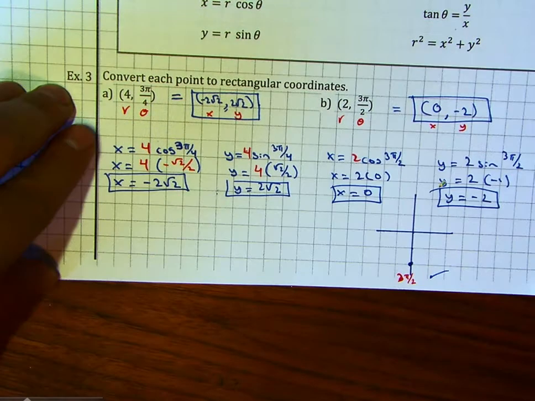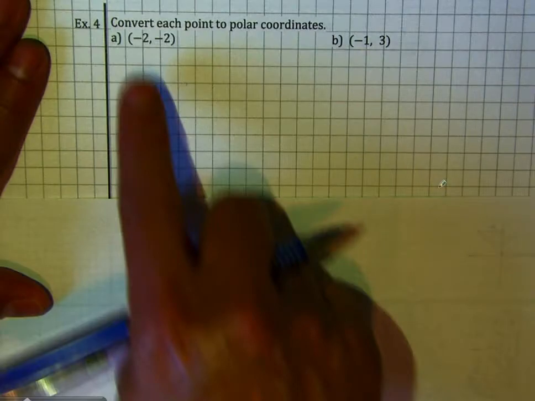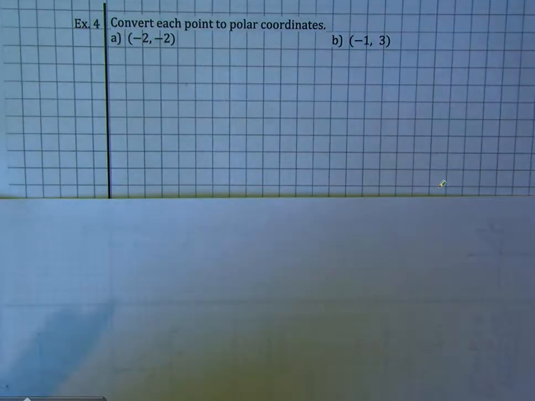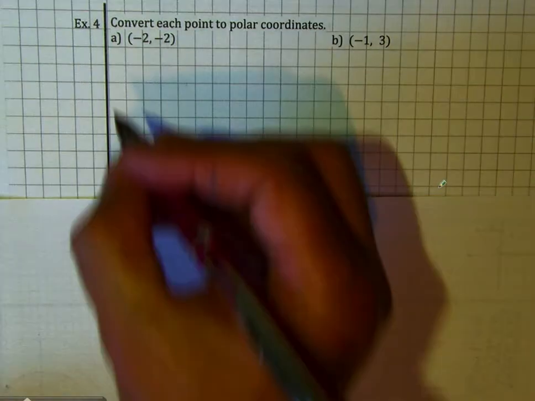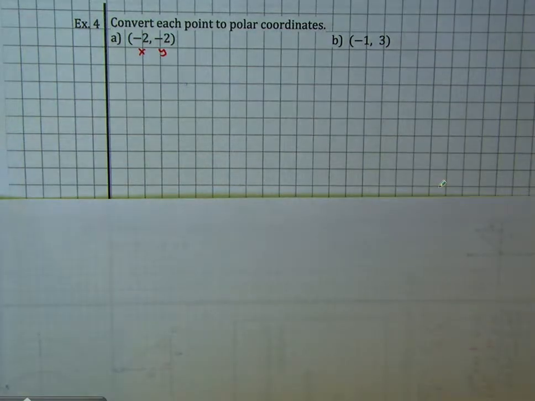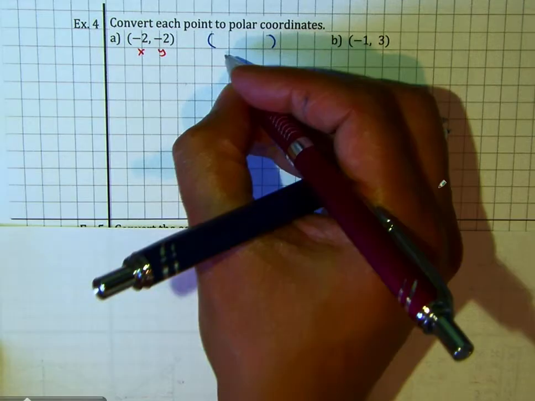So now let's do the opposite operation. Now we are going to convert from rectangular to polar. Go ahead and copy it down, and then we can start once you are ready. So where this is your x and your y, go ahead and pause it if you need more time. Now we are going to have a point where we're going to have r and theta.